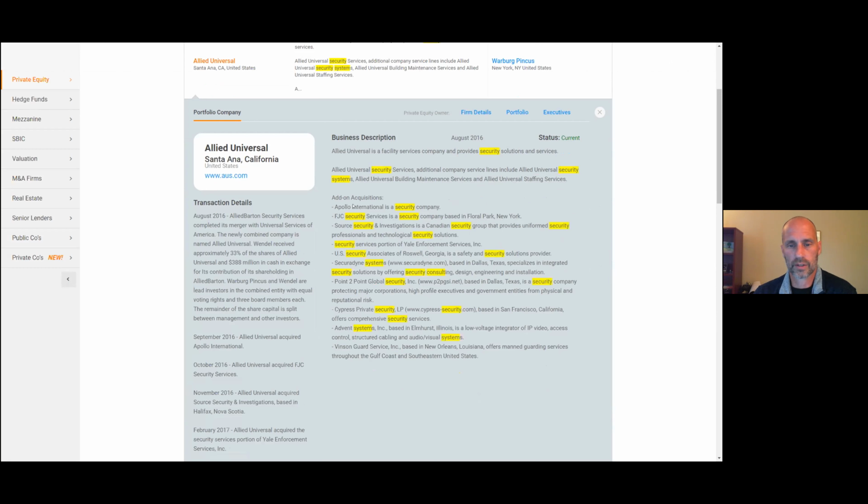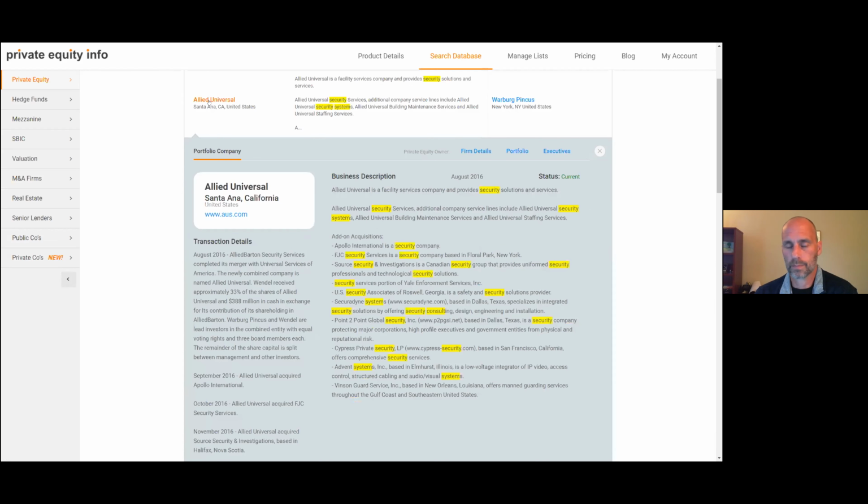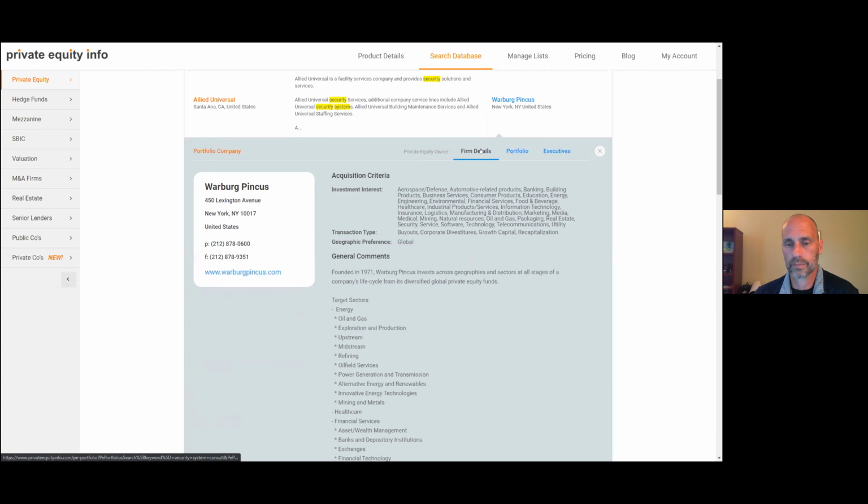So these guys have done 1, 2, 3, 4, 5, 6, 7, 8, 9, 10 add-on acquisitions. That's always interesting to see as well. Given that this particular portfolio company is owned by Warburg Pincus, your deal might be on the small side for something that Warburg Pincus would spend time on. So that might be something that I would be reluctant to pursue with these guys, just because I know the deal sizes these guys work on.